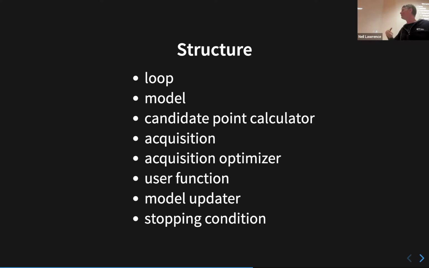And then you have your user function, which is the one that you're trying to simulate, right? So that's coming from the simulator. What's the function I'm trying to emulate? Is it climate? Is it something else? And then there's a model updater, right? Because you've acquired this new point, you have to integrate it in your model, do some extra learning, and then you go around the cycle again. And then finally, a stopping condition. When do you want to stop? When have you had enough? When you're happy with the results you've got?